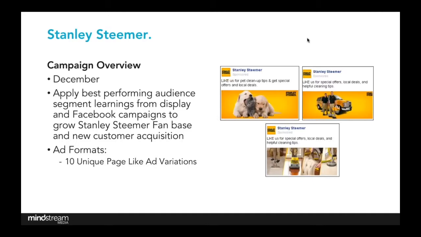How we ran this campaign is we put together 10 unique page-like ad variations, and you can see that we had pet owners in there. It's not just cute puppies. And people who are moving, home improvement, some brand ads, and we tested them all out. These were three of the most successful we saw in acquiring new followers of the page.